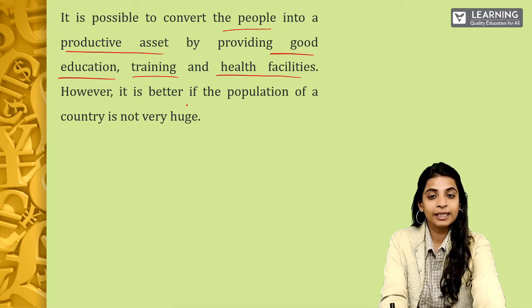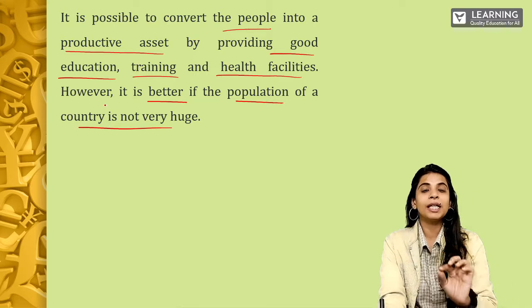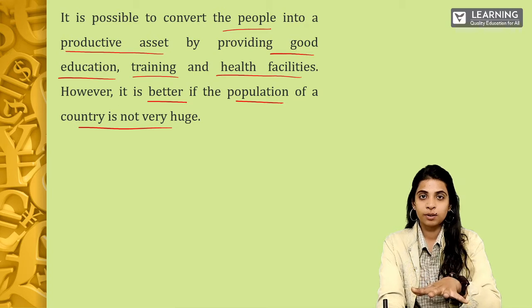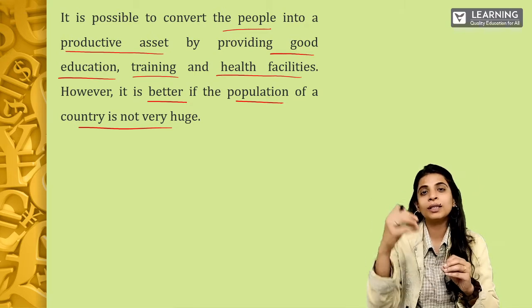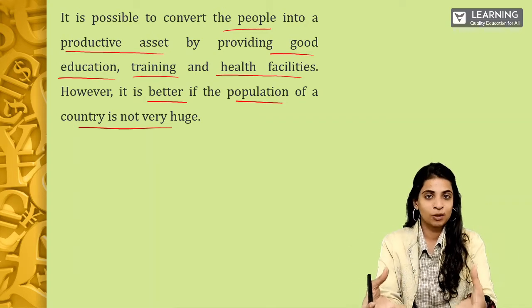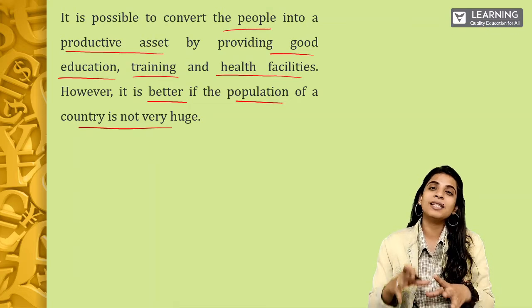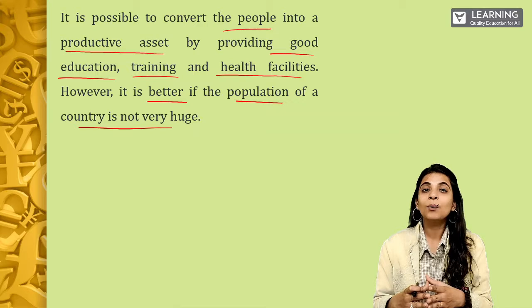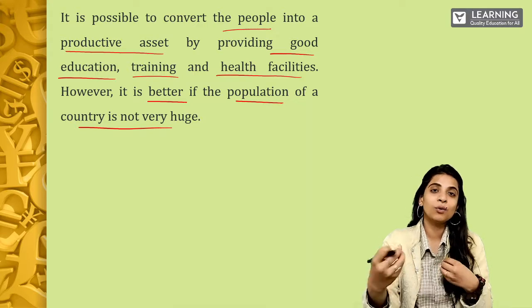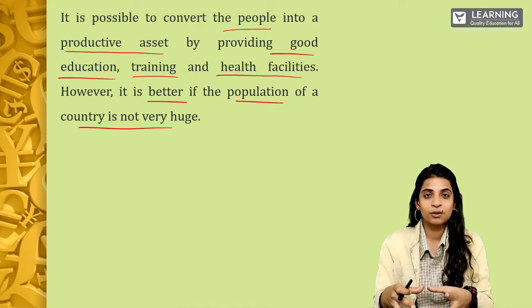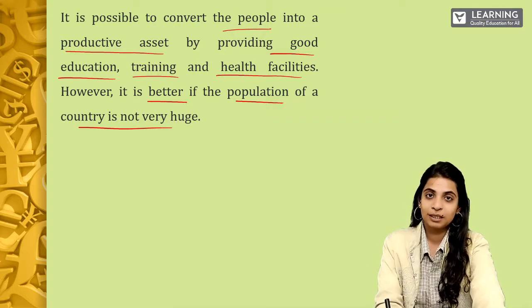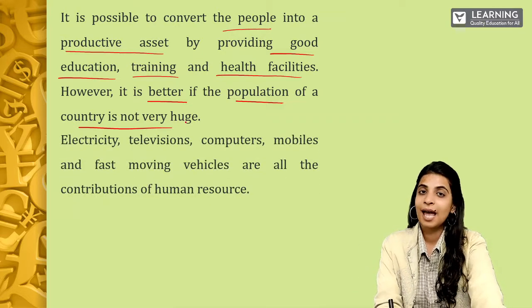However, it is better if the population of a country is not very huge. It is better if the population is at least controllable, not more than what the country can provide for. But if the population is even high, okay, fine. We cannot cry for that. What we can do is get training, and we can also work. We cannot be a burden to the country. Rather, we are also working as an asset, and we are also coming under human capital. So good education, good health is an asset.